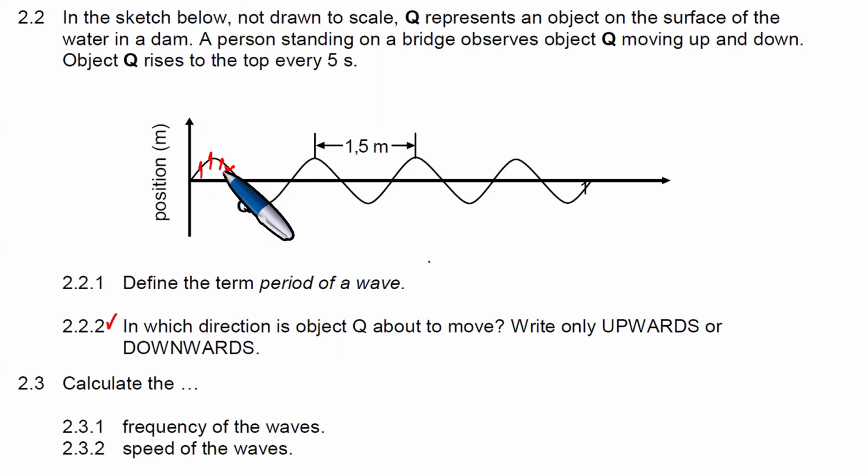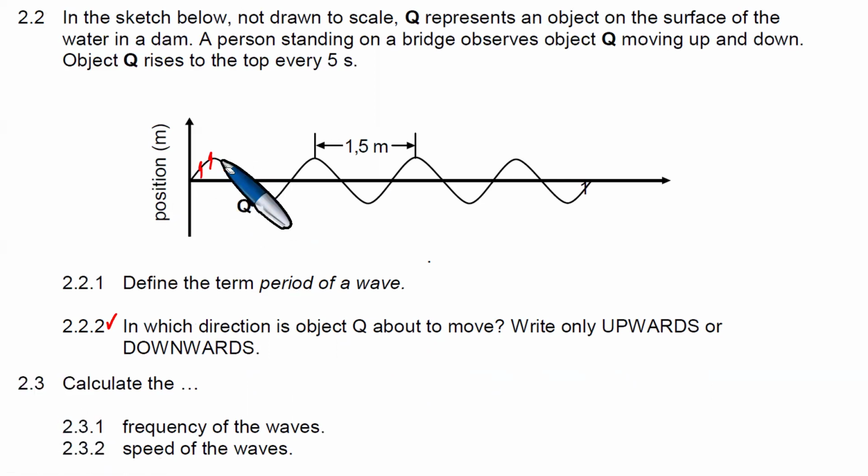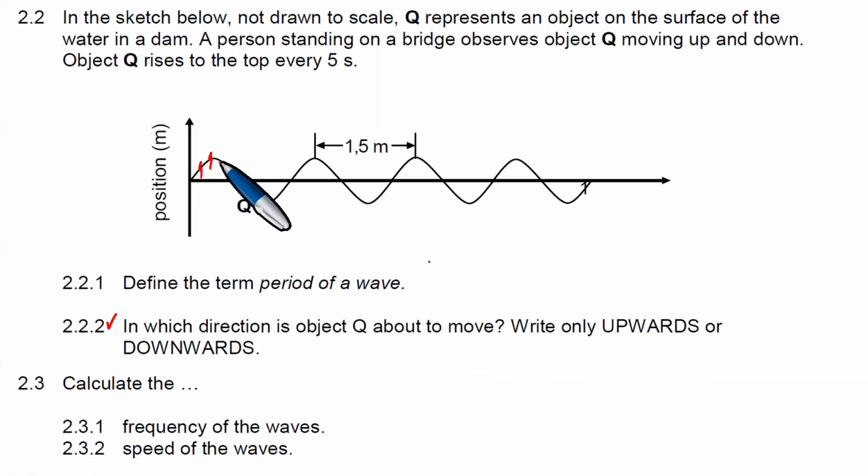And then here, it is already moving down. So it's moving upwards, upwards, upwards until it reaches the turning point. At the turning point, it starts moving down until it reaches the turning point. Then it starts moving up. But you can see it is still moving down, down, down, because it must follow the wave like this, isn't it?